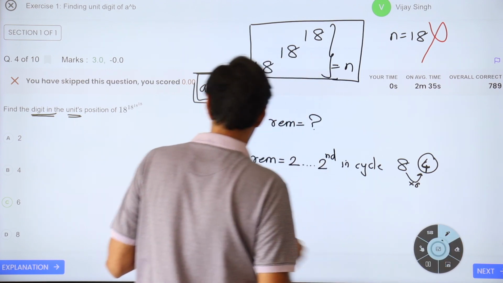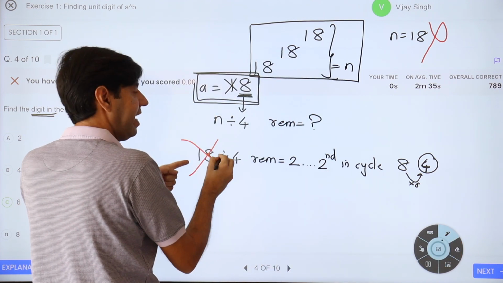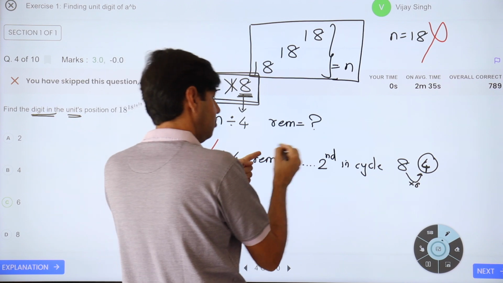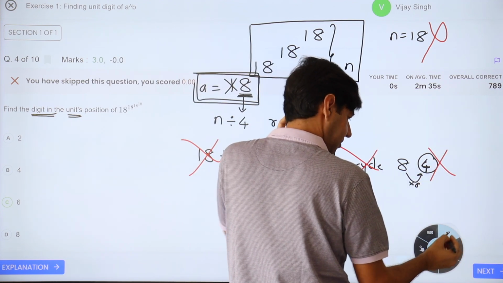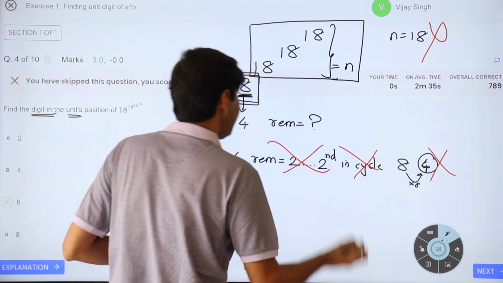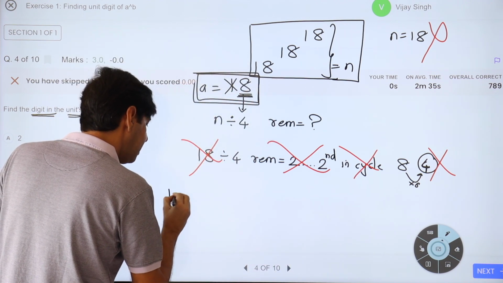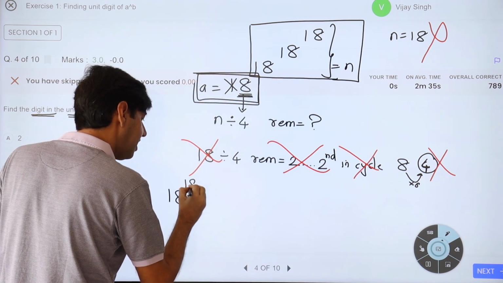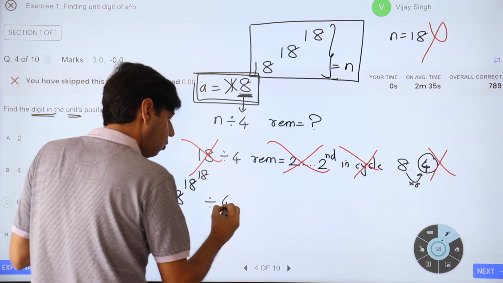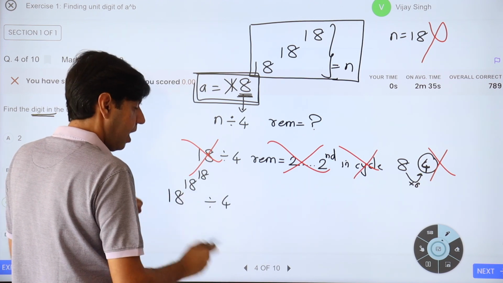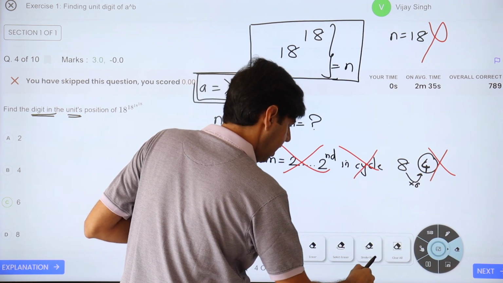All of this is wrong. It is not 18. N is not 18. So this whole thing goes wrong and this is not the answer. Then what do you need to check? You need to check it is 18 raised to 18 raised to 18. And for those who don't know this, give me a minute.